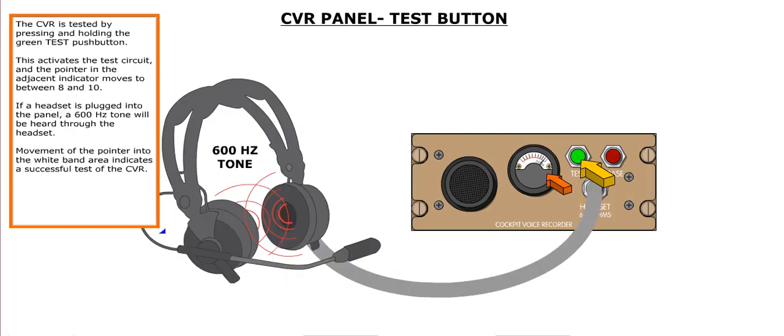The CVR is tested by pressing and holding the green Test push button. This activates the test circuit, and the pointer in the adjacent indicator moves to between 8 and 10. If a headset is plugged into the panel, a 600 Hz tone will be heard through the headset. Movement of the pointer into the white band area indicates a successful test of the CVR.